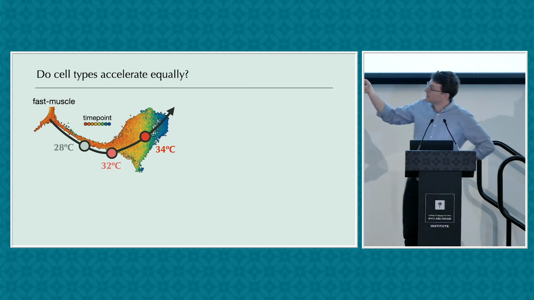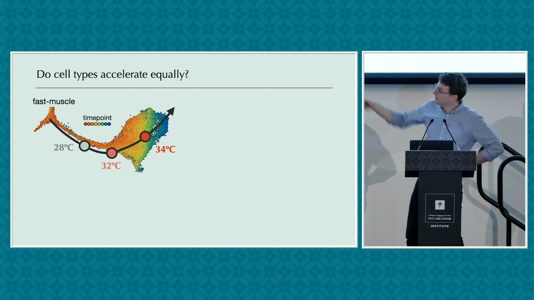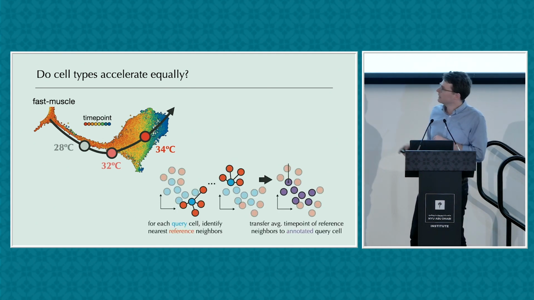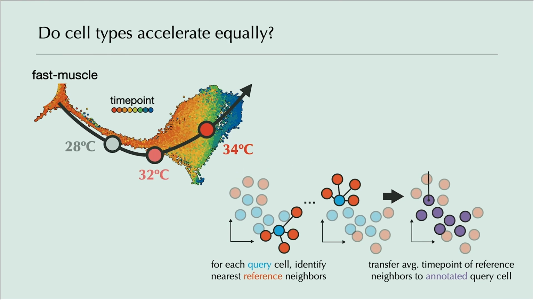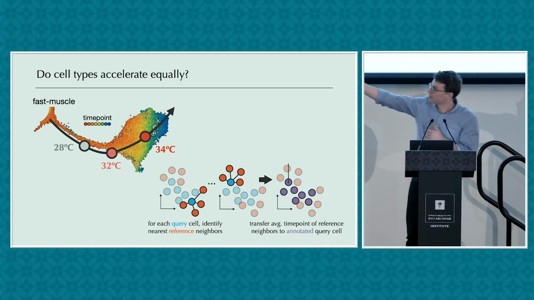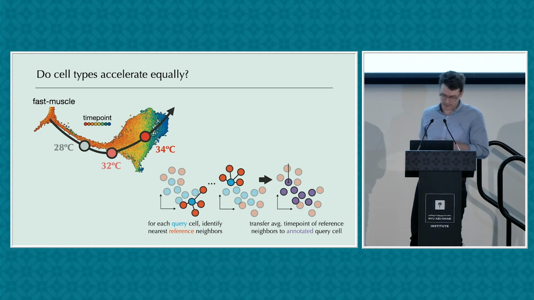So we can use this concept to compute a kind of transcriptional age of every cell type. And that again uses a similar concept to our label transfer procedure before. We just go to every cell, say in our high temperature experiment, ask what is the time point of all the neighbors in the reference data, and you can just take the average of those time points. So if temperature is scooting them ahead, you'll detect that.